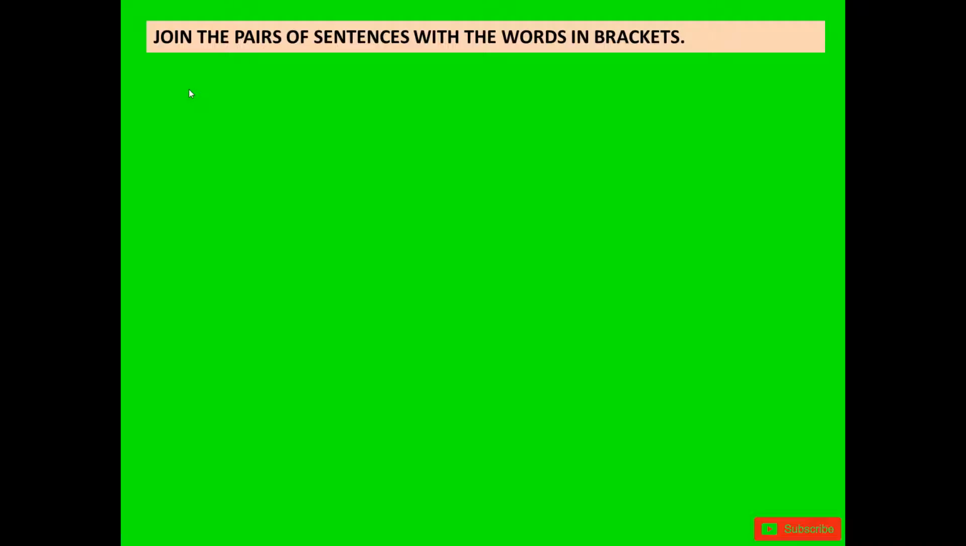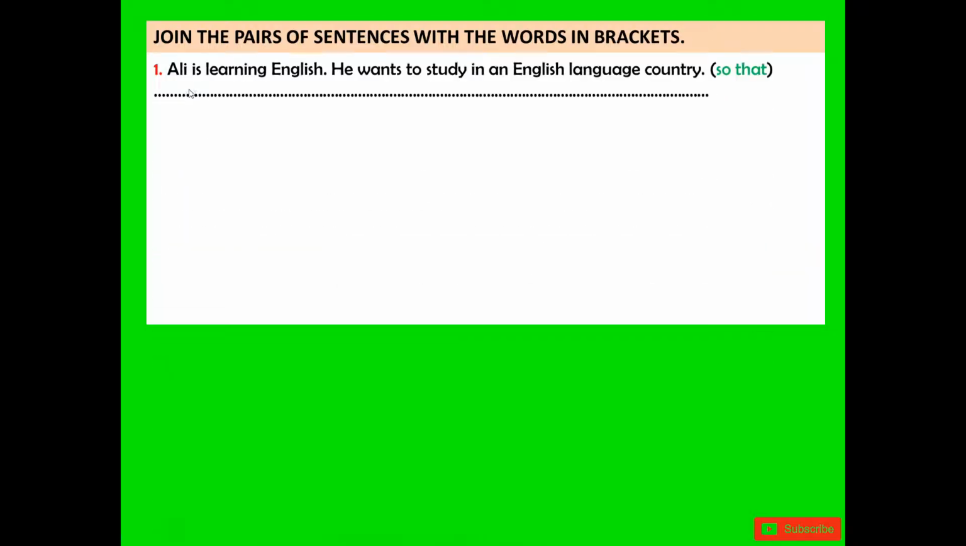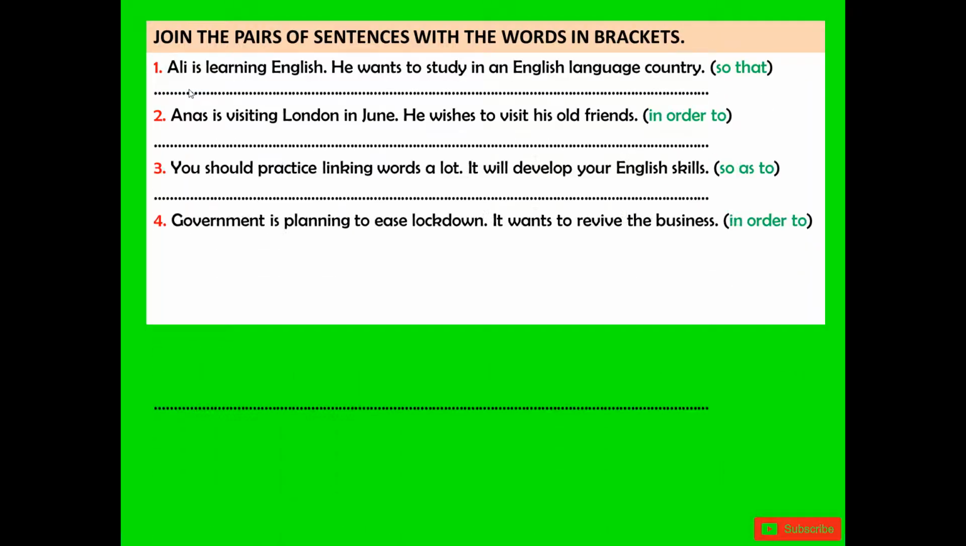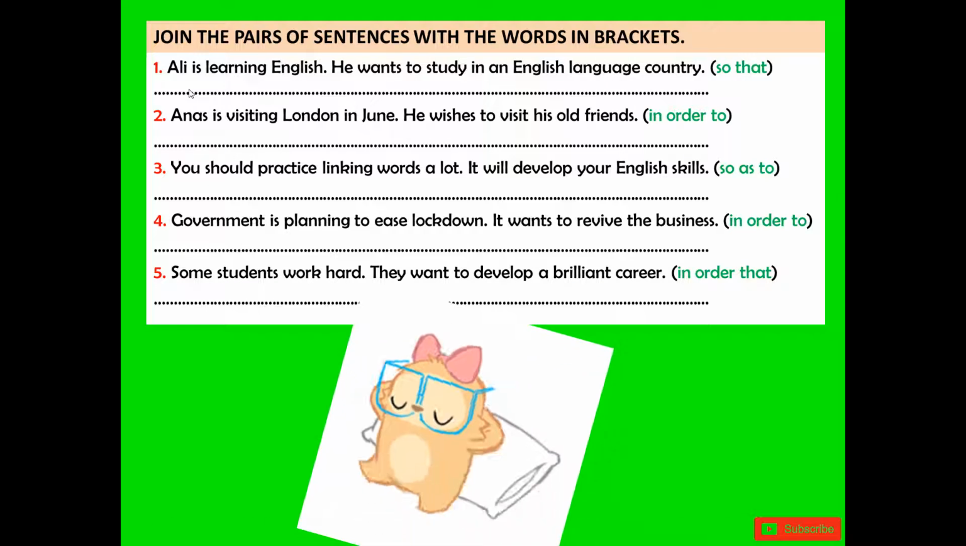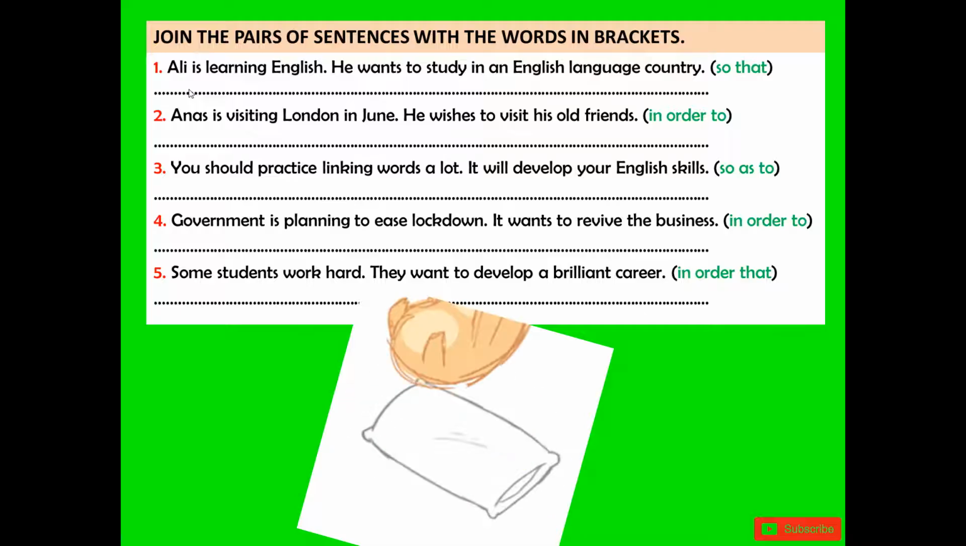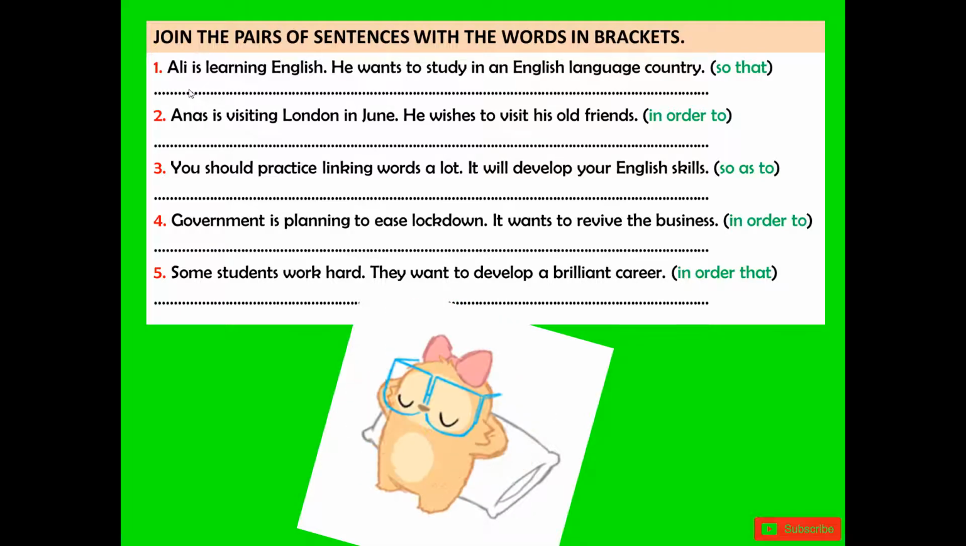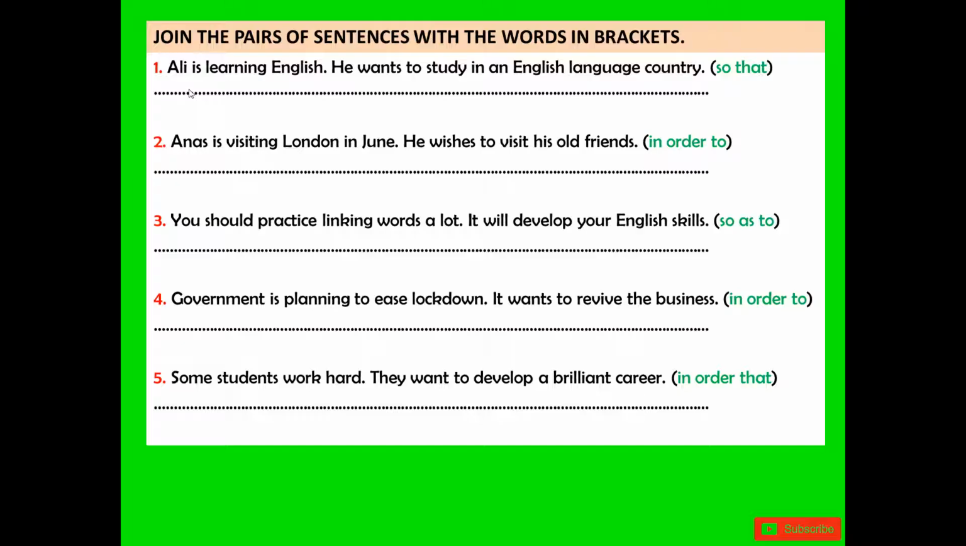Let's practice more. So join the pairs of sentences with the words in brackets. So here we have five sentences. I want you now to pause the video and take a break. Then think about the answers and later you can check if your answers are correct. Ready? So let's start. So number one, Ali is learning English. He wants to study in an English language country.